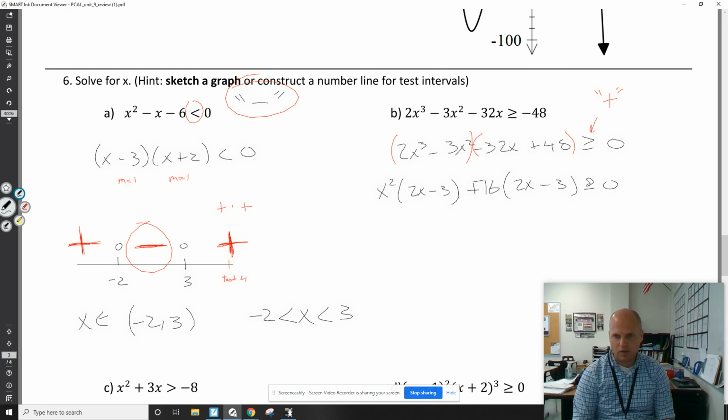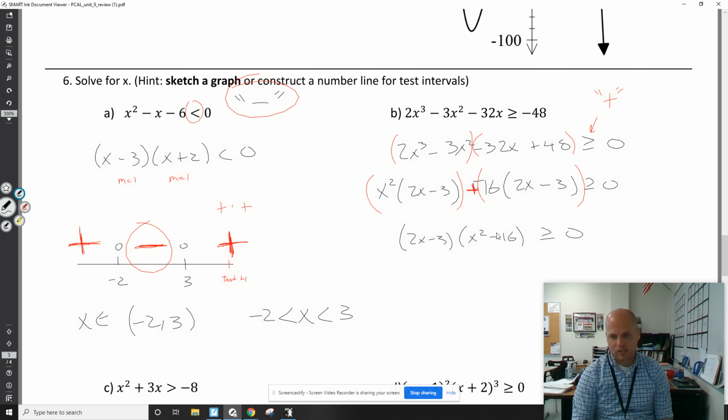Now from this factored form, since these are the same, I could factor out the 2x minus 3 from both of these terms separated by this addition. I like to keep the addition and change it to add an opposite. That way I know that it's going to be x squared minus 16.